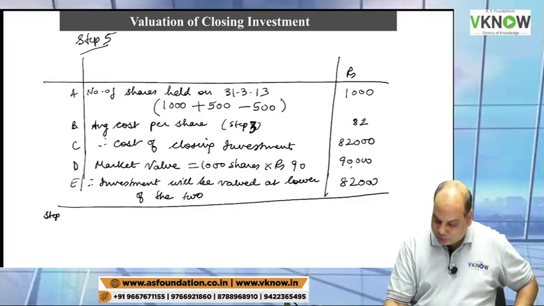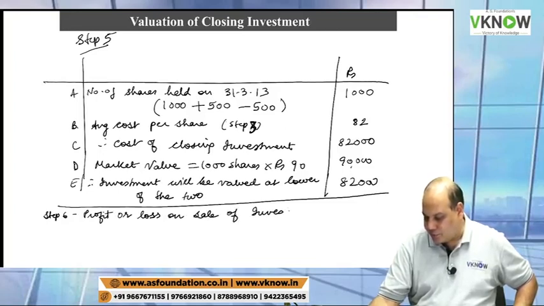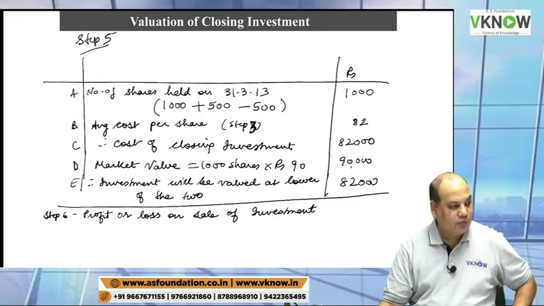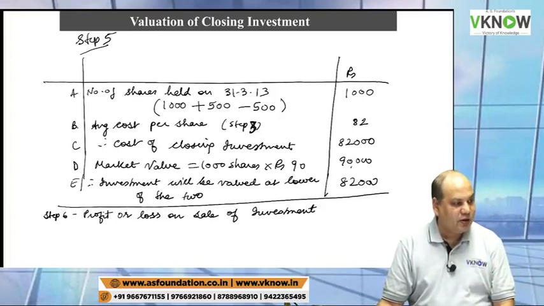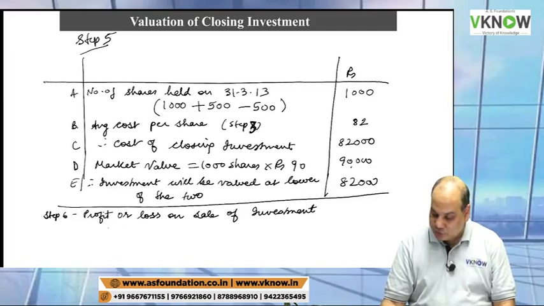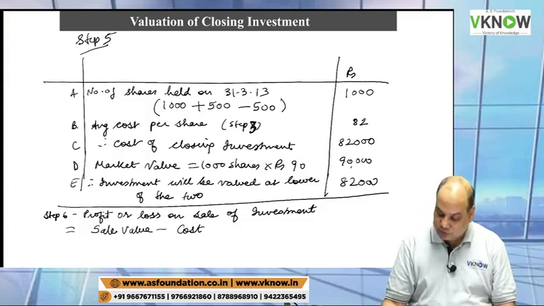And one last step, number 6, write down: profit or loss on sale of investment. Last step. Then we'll go to the main answer. Yes, Jayashree is right. Kunal is right. Rajendra is right. So that is equal to sale value minus cost. Profit is sale value minus cost.